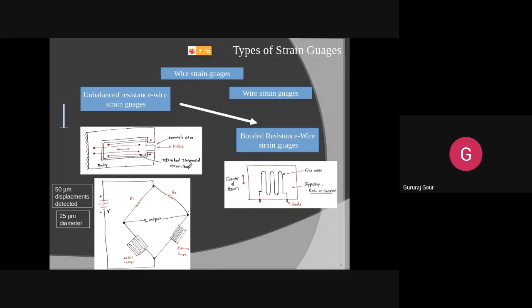So such an arrangement of unbonded strain gauge wires is able to detect displacements up to 50 micrometer.